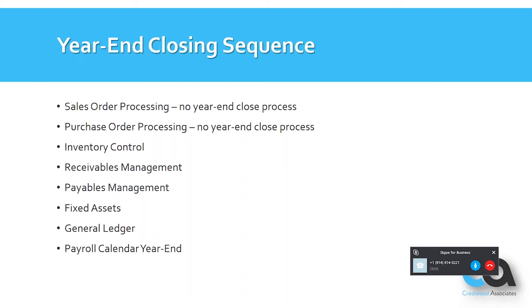And then the final one after all of those modules is the general ledger. So you do want to make sure that you complete all of these sub-ledgers first before you close out the general ledger. And then after that is payroll. So payroll, of course, is based on the calendar year. So you want to make sure that you do it after your final 2018 pay run.